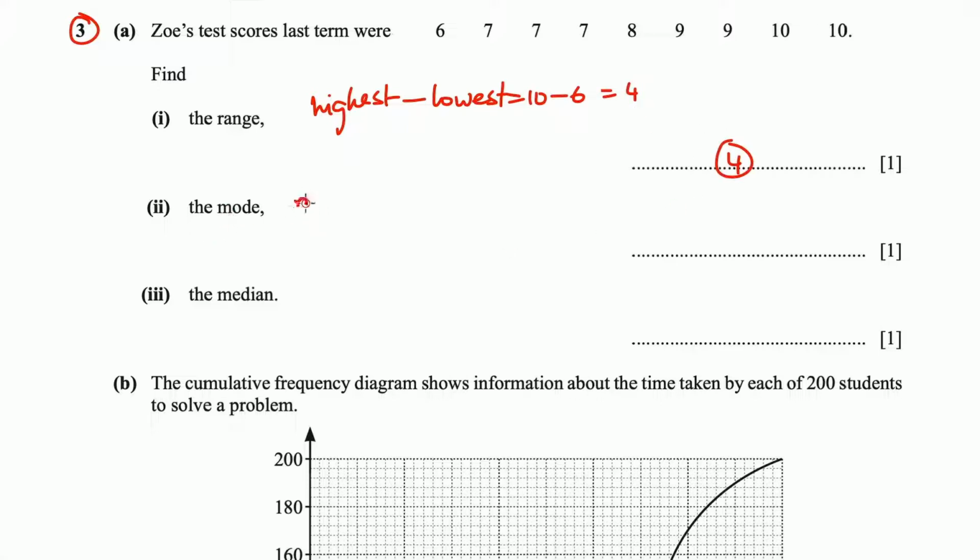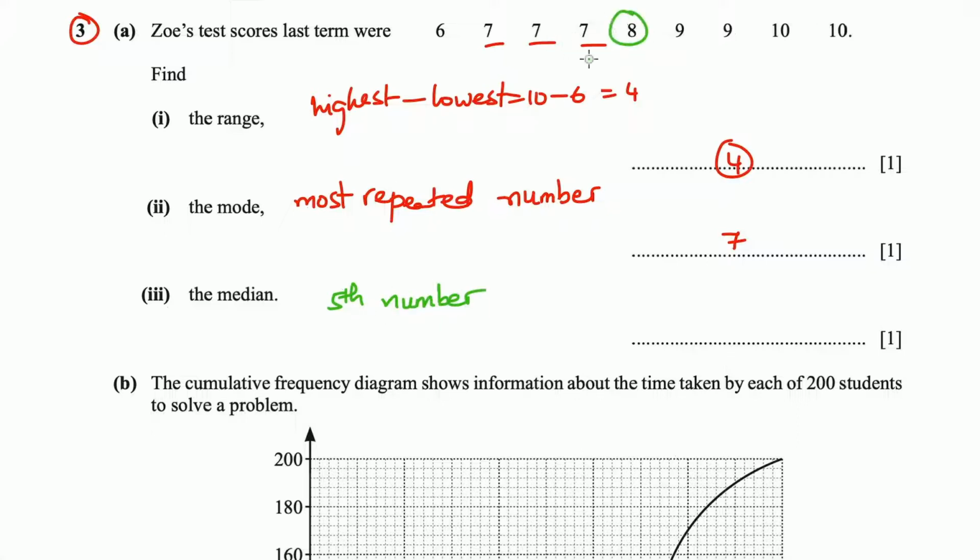The mode is the most repeated number. And here you can see that 7 repeats 3 times and nothing else repeats 3 times, so the answer is 7. The median is the middle number, or here out of the 9 numbers it is the 5th number, and so the median is 8. This completes the first part.